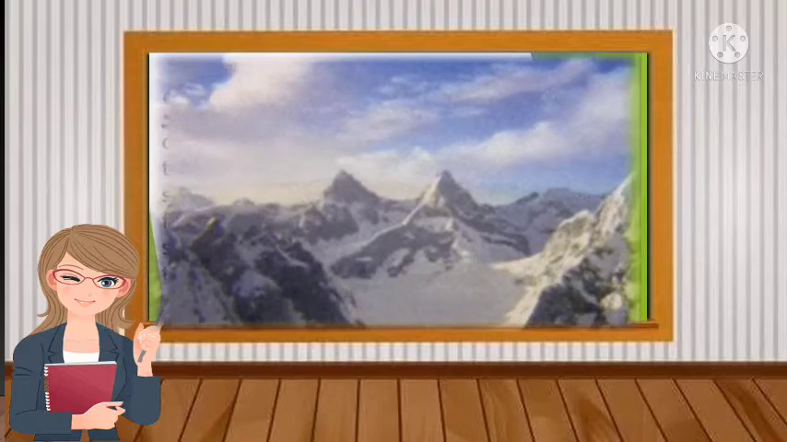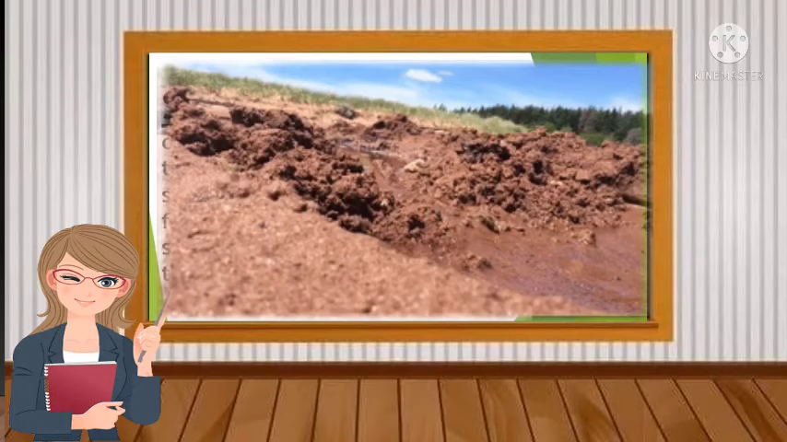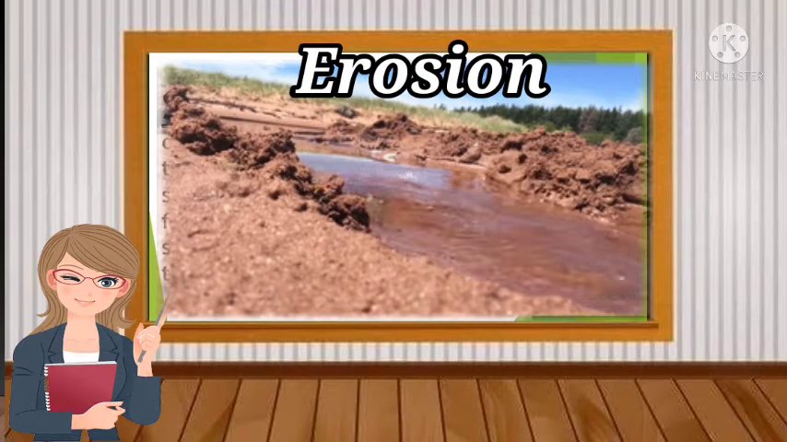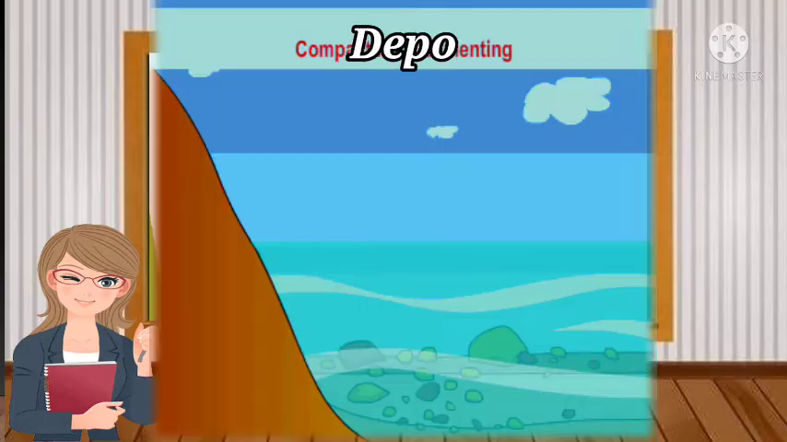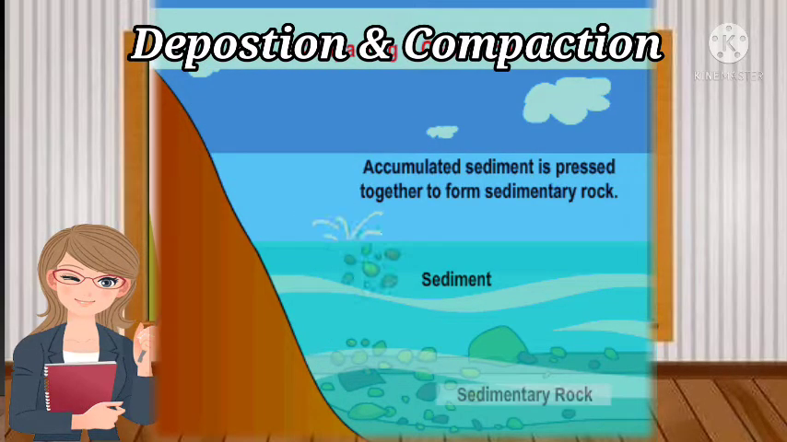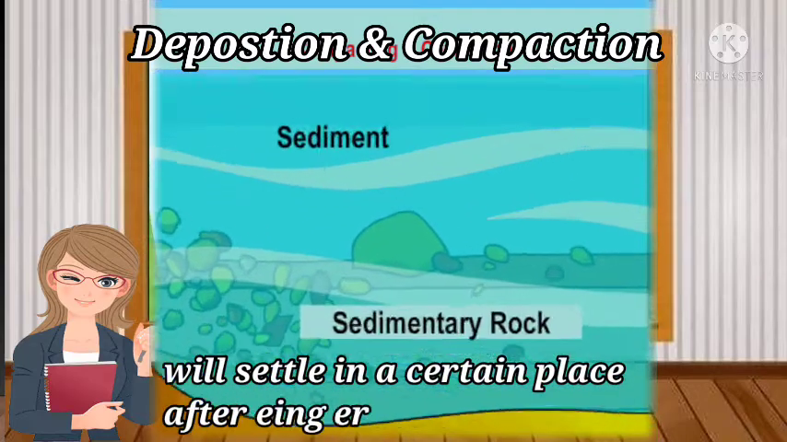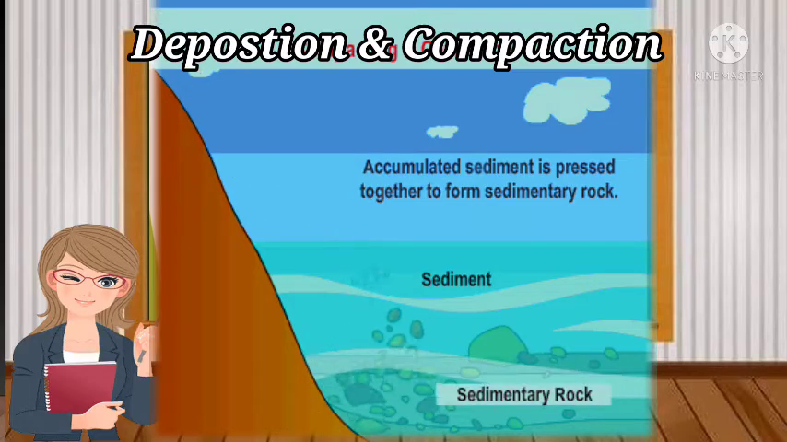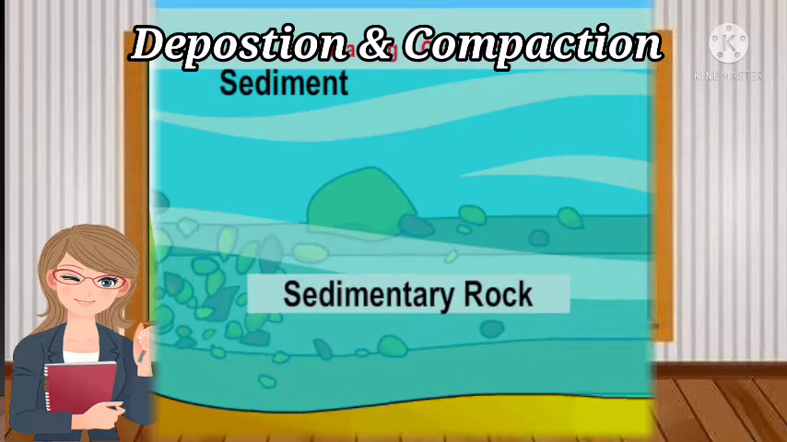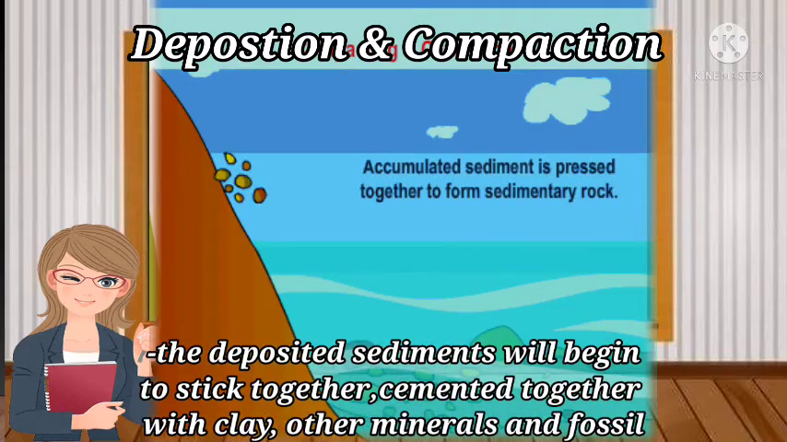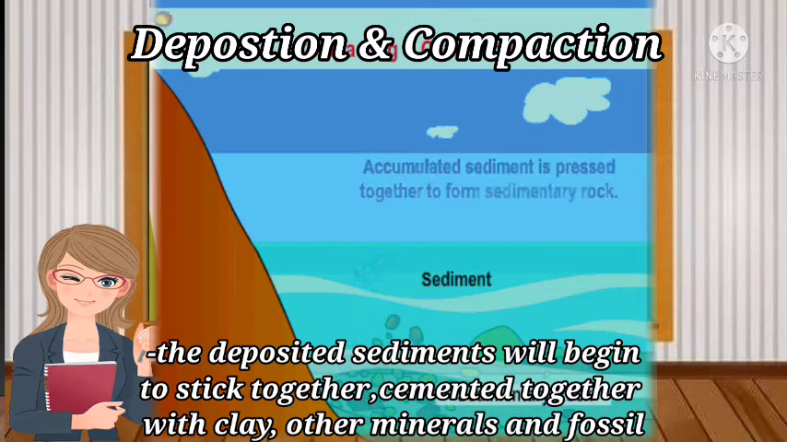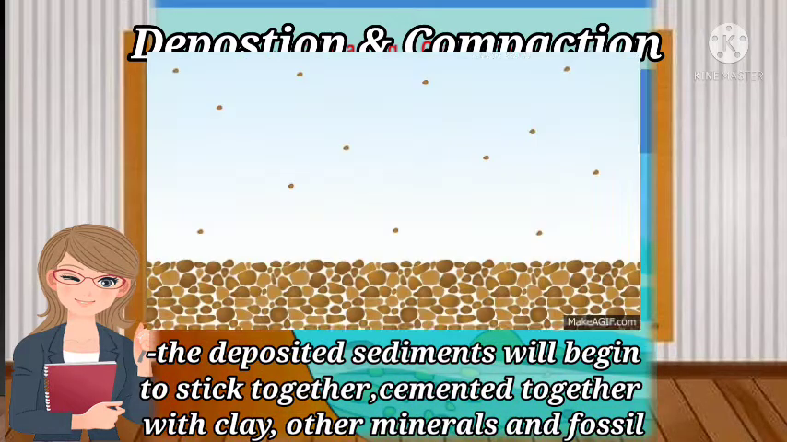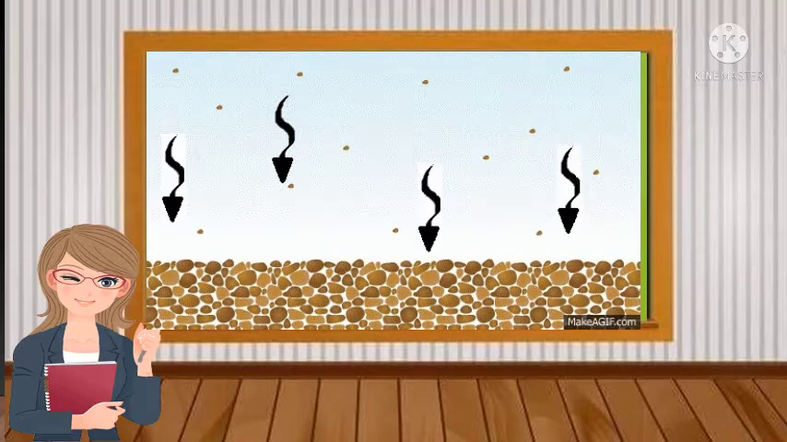While these lightweight sediments are being transported over time, this is now called erosion. And here comes the next, which we call deposition. It is when the sediments together with fossils settle in a certain place after being eroded. And the last part is what we call compaction. This is when the deposited sediments begin to stick to one another, cemented together with clay and other minerals and fossils, and compacted, creating a layer of sedimentary rocks.